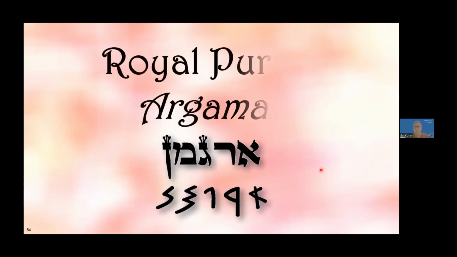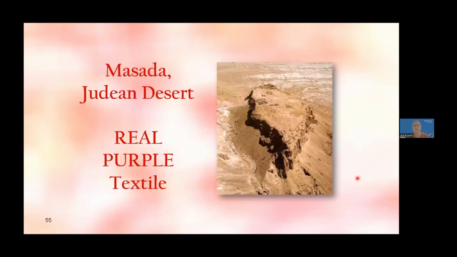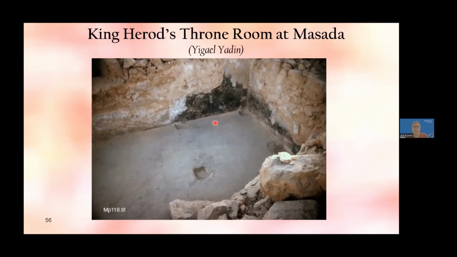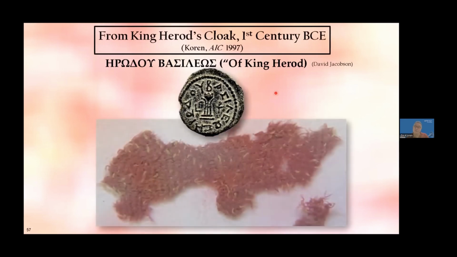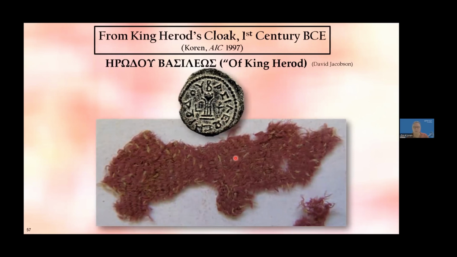Now, as far as the royal purple, or our biblical argaman, as we call it, let's take a look at some of these textiles that I analyzed. One from Masada, a real purple textile, and it was found near King Herod, the one who built this fortress palace in the 1st century BCE. He had this Masada complex. You could see the niches in the floor. He had a throne room, and nearby there was this textile that was found, as well as coins belonging to King Herod.